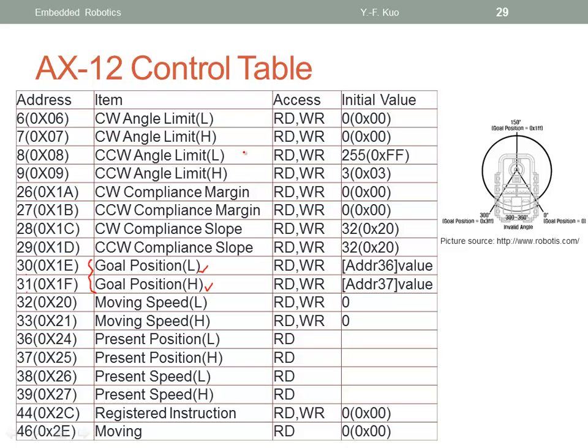So what options do we have? We have the angle limit, the counterclockwise and the clockwise. These two. And each is a word. Okay, it has a low byte and a high byte. And we also have an address that lets us know if the motor is moving or not. Address 46 over here.